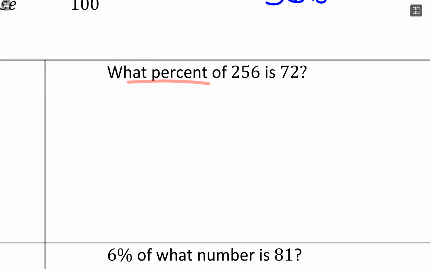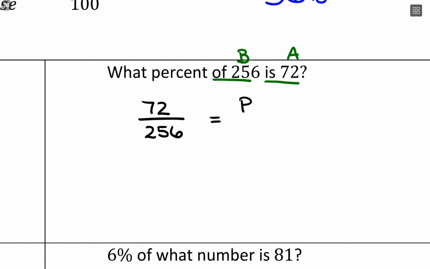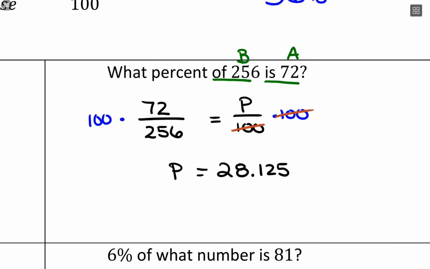All right, what percent of 256 is 72? So again, of goes with the base, is goes with the amount, and we're looking for the percentage. So amount is 72 out of 256 is equal to the percentage out of 100. Then we'll have the same step of multiply both sides by 100, so those 100s cancel out and we'll just have p left over. Then plugging into the calculator, that will be 28.125. And then we want to be sure to add on that percentage symbol.